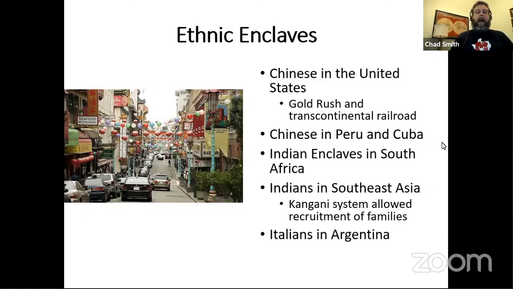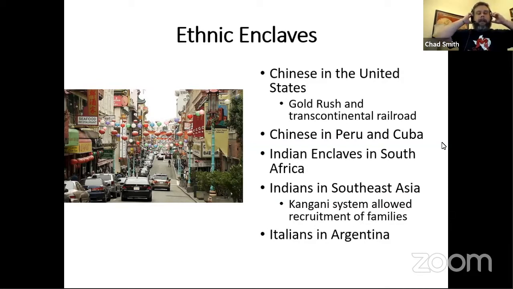And before he actually began working in the 1900s as a part of the Indian National Congress, he lived in South Africa and worked on behalf of Indians who were discriminated against in South Africa in Indian enclaves. Other examples include Indians in Southeast Asia.